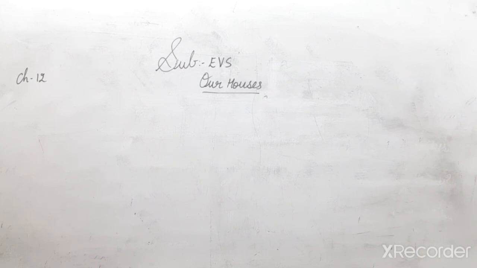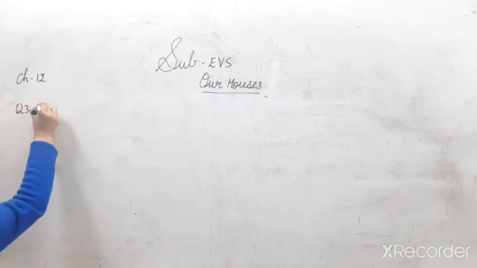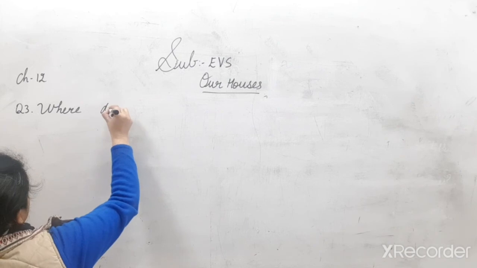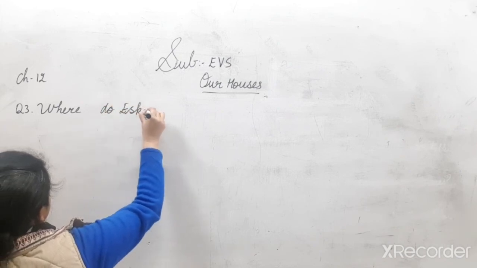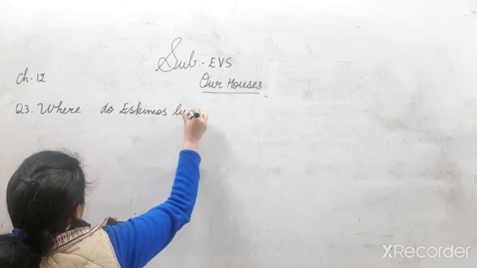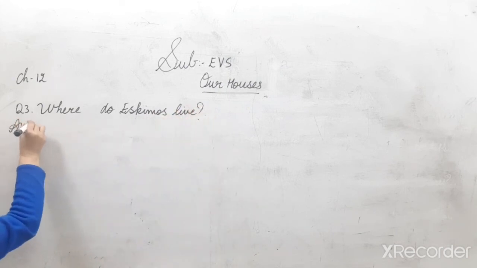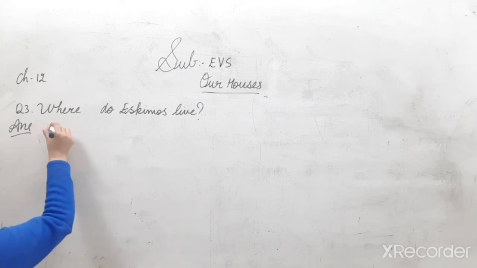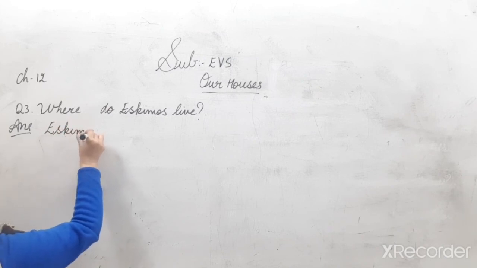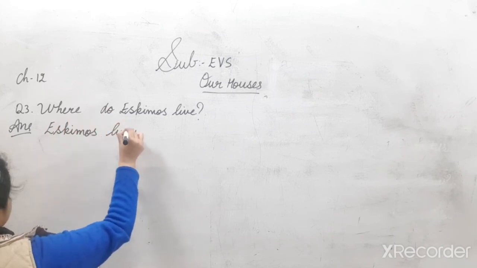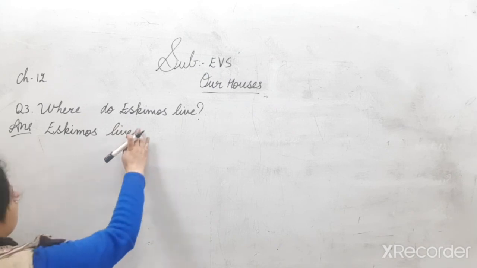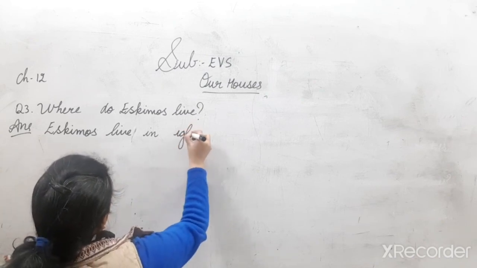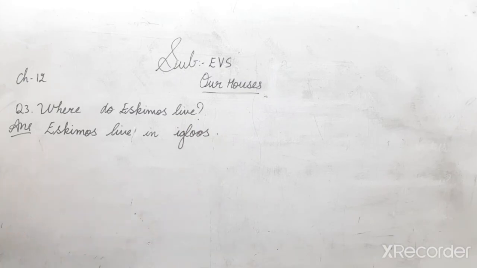Now the third question, where W should touch the 3 lines. Where do Eskimos live? Where do Eskimos live? So answer is Eskimos live in igloos. Only igloos you have to learn.